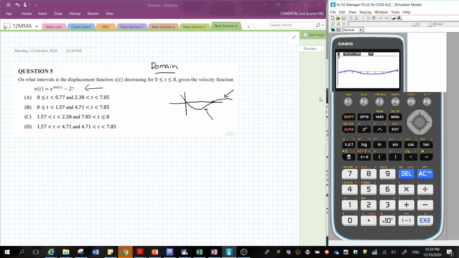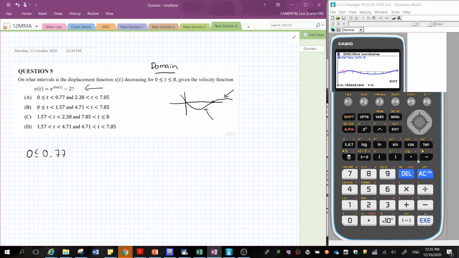So like I said before, anything below the line is where it's going to be negative. Anything above the line is where it's positive. So here, this section from 0 all the way up to that first root, to find that, we're going to go G-solve. So here we've got 0, and we touch 0 up to 0.77, we'll round that. That is all going to be a section where it is decreasing.